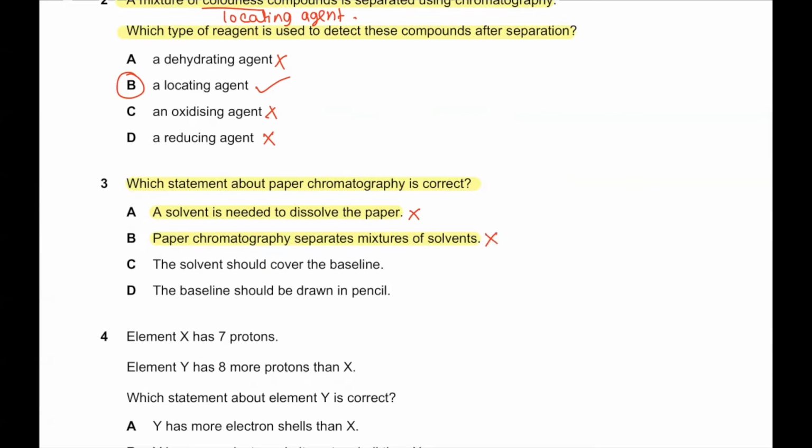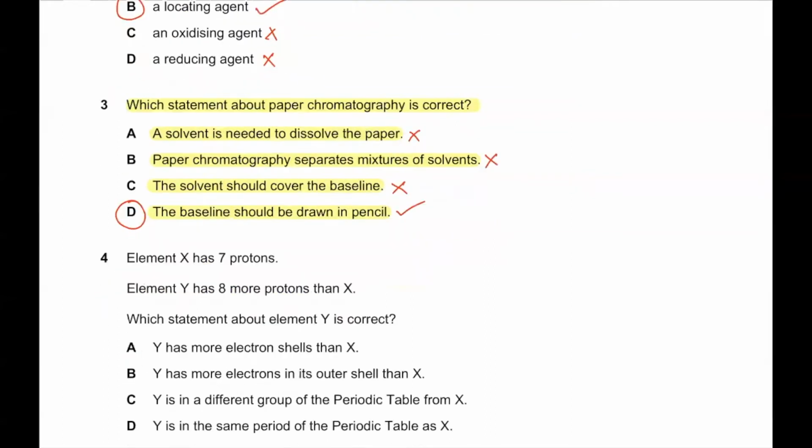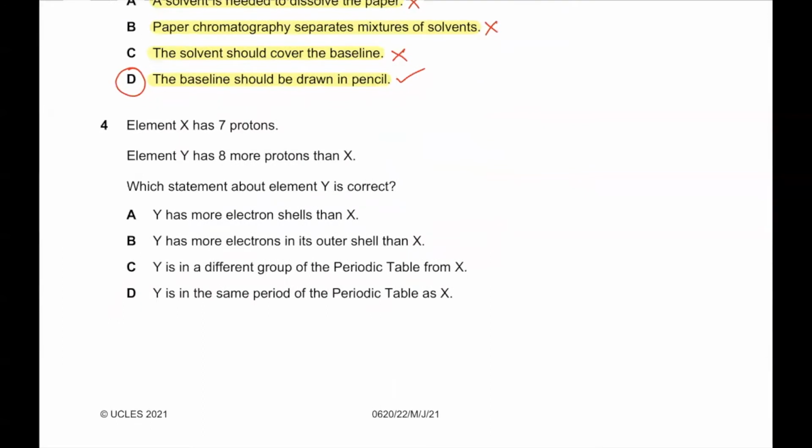The solvent must not touch the baseline, because that would basically wash off the solute that we want to test. So part D. All right, the baseline should be drawn in pencil. Yes, the baseline should be drawn in pencil, because we want to avoid the baseline from dissolving. So C. Question number 3, D is the correct answer.